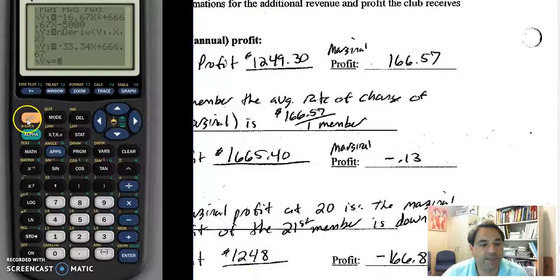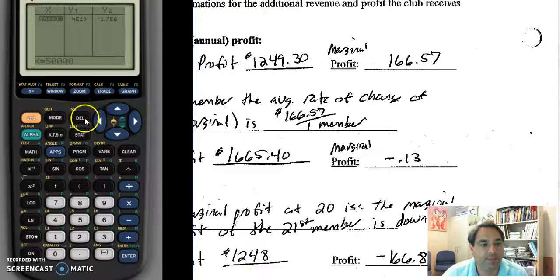So I go to the table, second graph, plug in 15. Now, 15 is number of members. Y1 will be total profit. So if I had 15 members at my gym, you'd have 1,249.30 cents would be your profit. And then Y2 and Y3 are the same. That tells us we're doing it correctly.